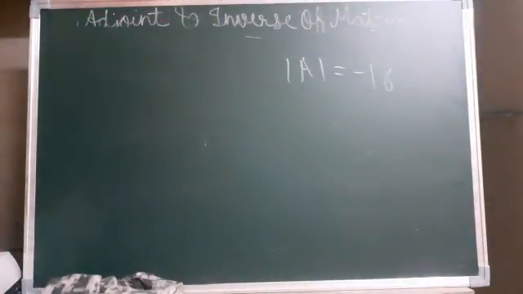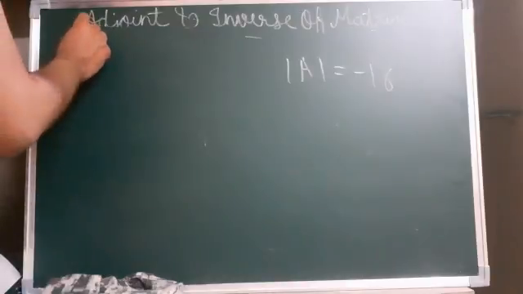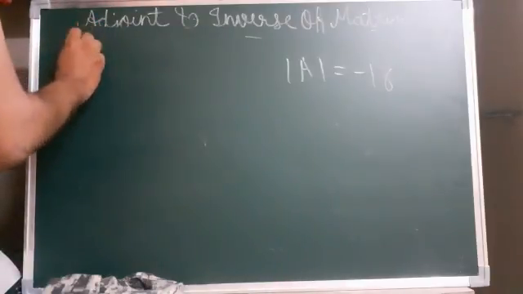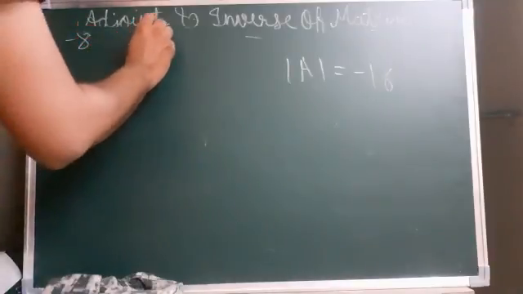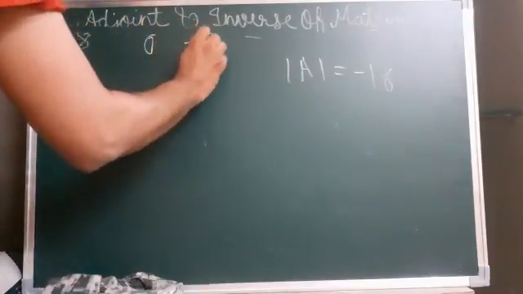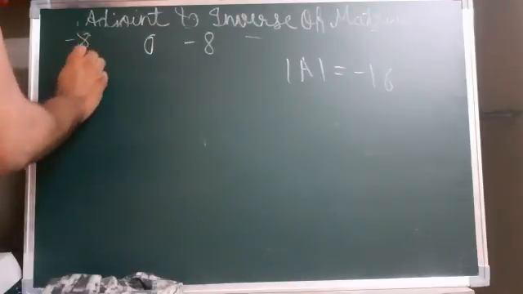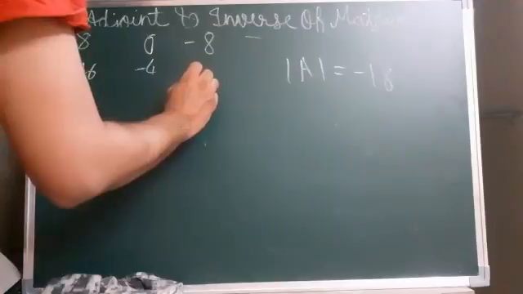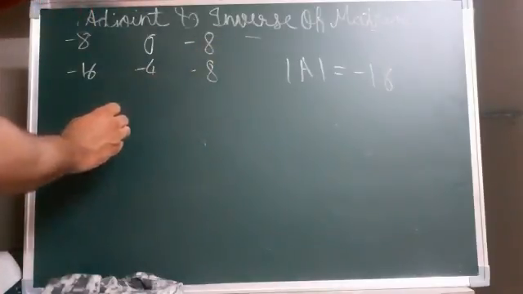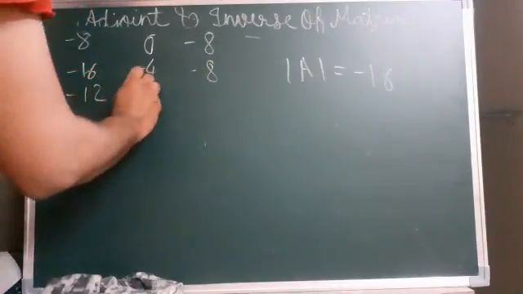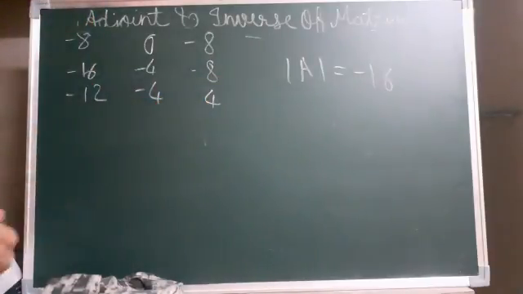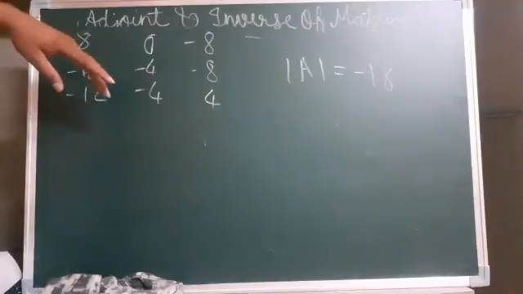Now, second thing, we'll have to find the adjoint. So we'll have to find the cofactors. If we calculate, the cofactors would be minus 8 0 minus 8, minus 16 minus 4 minus 8, minus 12 minus 4 4. Okay, these will be the cofactors.